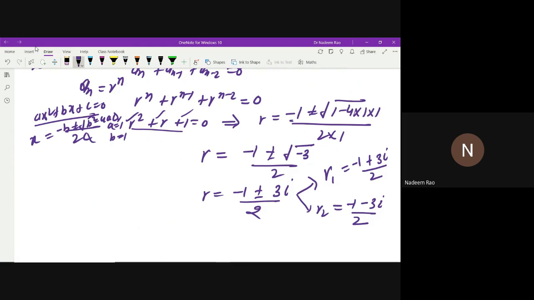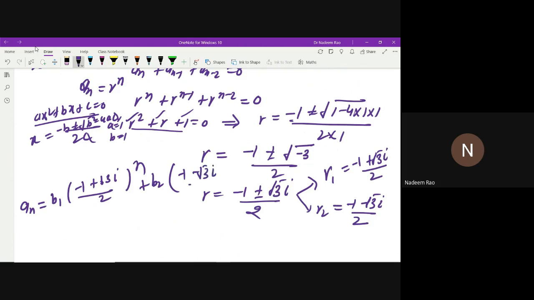As we discussed above, if you have complex roots, then the homogeneous solution will be a_n = b1 ((-1 + √3 i) / 2)^n + b2 ((-1 - √3 i) / 2)^n, which is the required solution of the given homogeneous linear difference equation with constant coefficients.